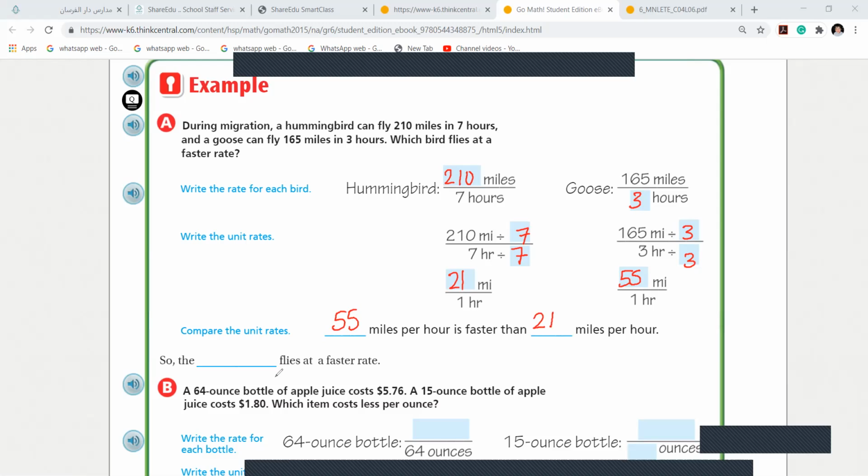So which one is it? The goose. The goose flies at a faster rate. All right?